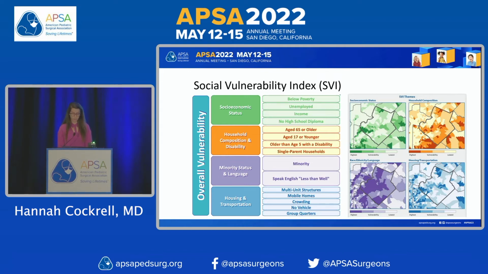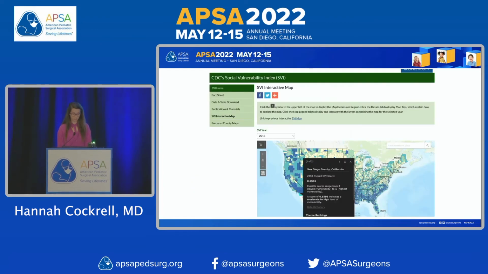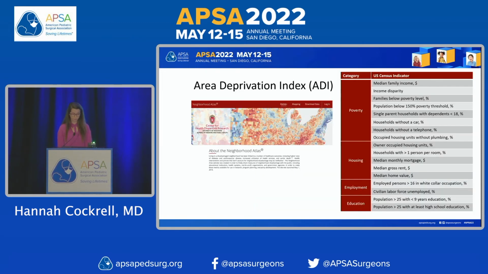These measures are grouped into 4 different domains: socioeconomic status, household composition, minority status, and housing and transportation. Each census tract receives a separate ranking for each of the 4 domains, as well as an overall ranking. The SVI can be accessed through the CDC ATSDR website. Databases are able to be downloaded both in MDB format for GIS software as well as CSV for Excel.